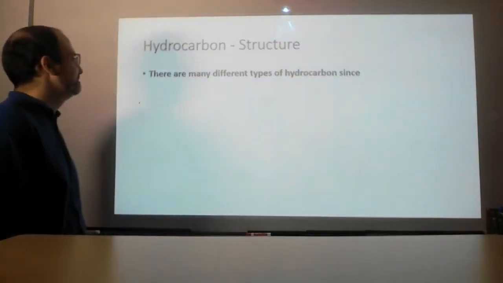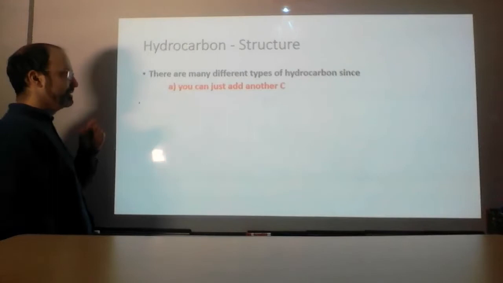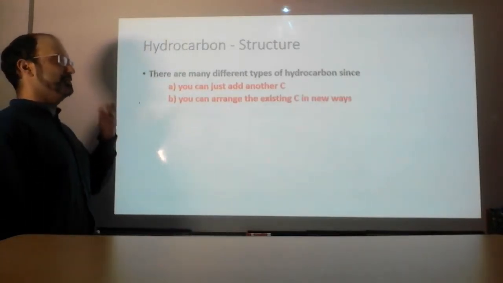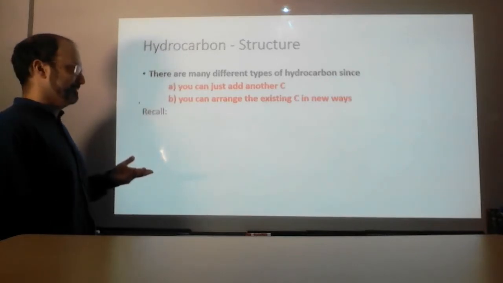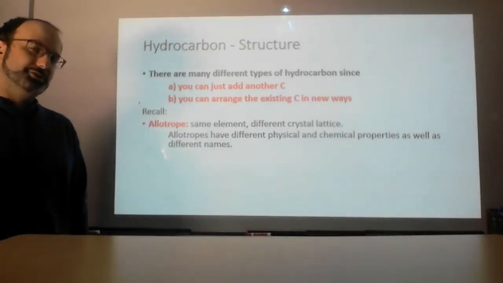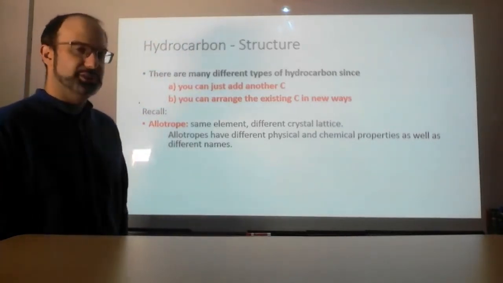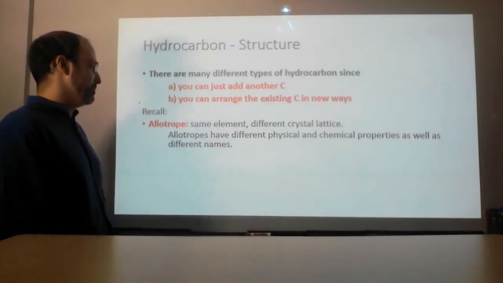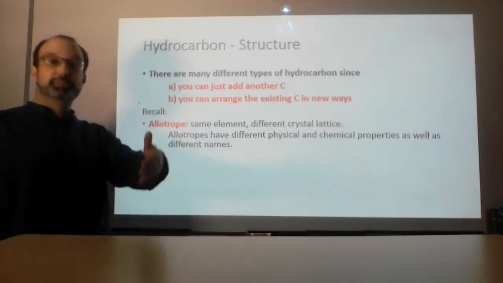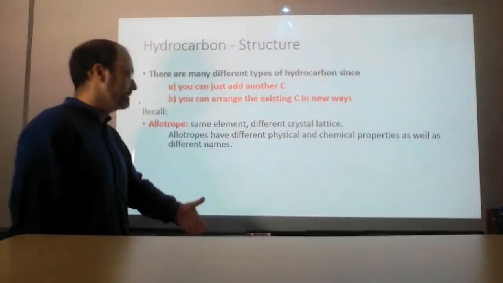All right, let's take a look. There are many different types of hydrocarbons. We already said this because you can just add another carbon. You can arrange the existing carbons in a new way. So if you remember, allotrope, that's a word that you probably recall. Allotrope, same element, different crystal structure, crystal lattice. So allotropes have different physical and chemical properties as well as different names. Diamond versus carbon versus nanotubes versus graphite, all of these things.